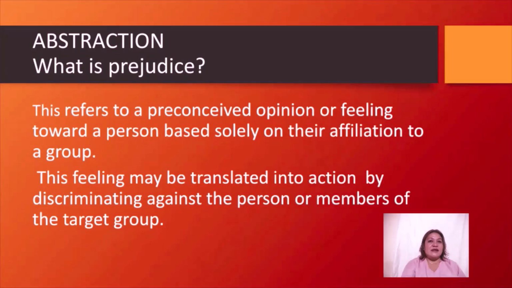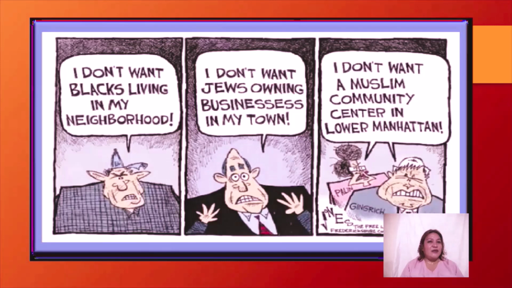The examples: I don't want blacks living in my neighborhood. I don't want Jews owning businesses in my town. I don't want a Muslim community center in lower Manhattan. These examples clearly show that there are prejudices going on. The statements prejudge against black people, Jews, and Muslims basically because of their race, nationality, and religion. Even though they have not done anything wrong yet, because of their backgrounds, people tend to prejudge them and eventually discriminate against them. These are very common in our society even up to the present time.